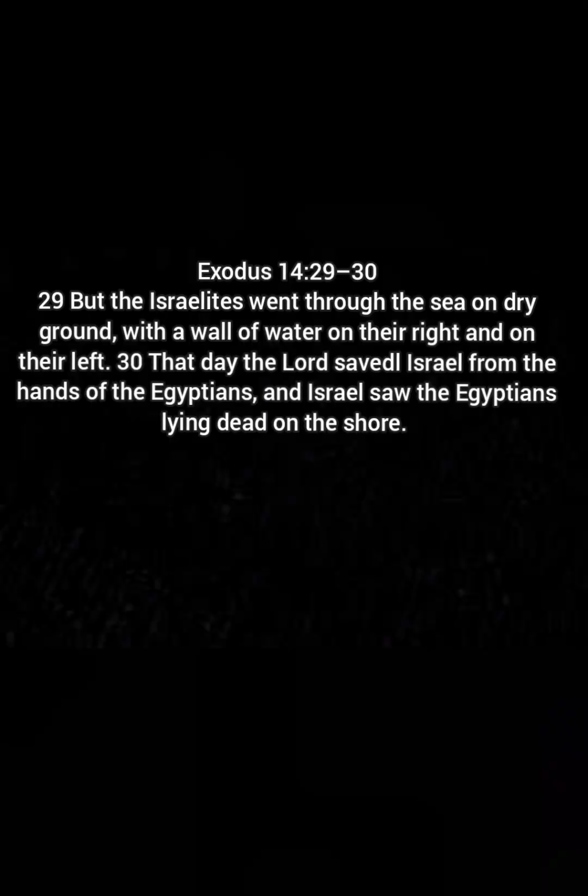Exodus chapter 14, verses 29 through 30. "But the Israelites went through the sea on dry ground with a wall of water on their right and on their left. That day the Lord saved Israel from the hands of the Egyptians, and Israel saw the Egyptians lying dead on the shore." So a lot of people believe that the pharaoh of the Exodus drowned, but it says right here that they saw them lying dead on the shore. So that's why it's interesting that Amenhotep's mummy has all the boils.